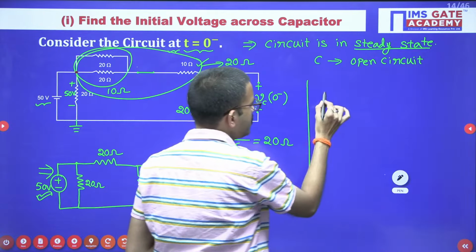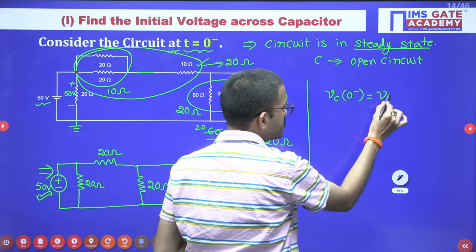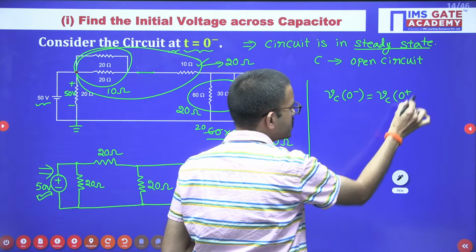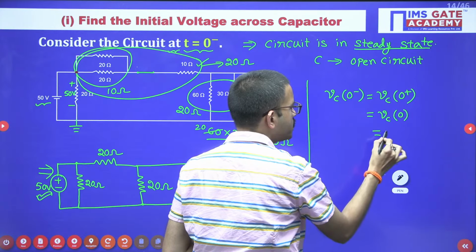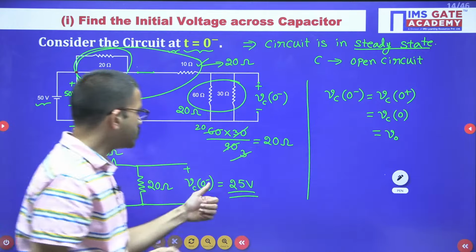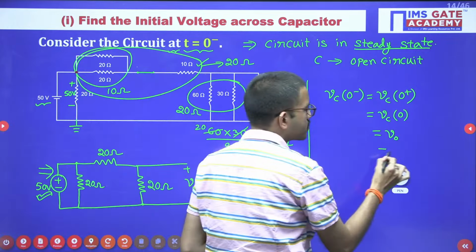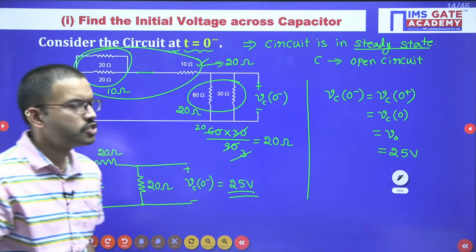So here Vc of 0 minus is equal to Vc of 0 plus, which is equal to Vc of 0, or otherwise if you want you can write simply V0. All are same. Initial voltage. So according to this question we got initial voltage 25 volt.